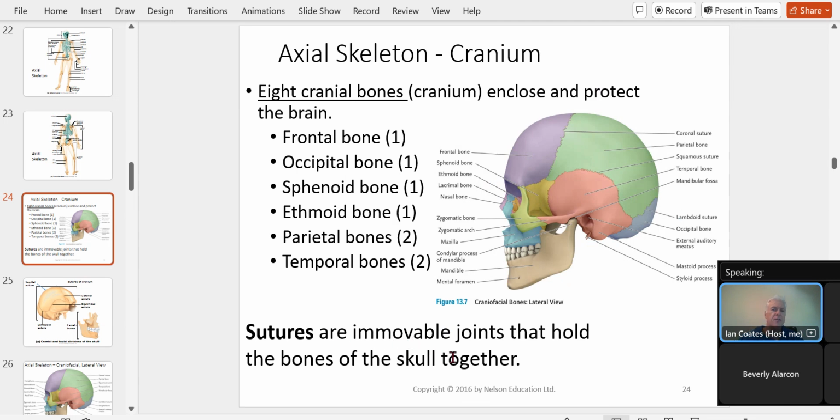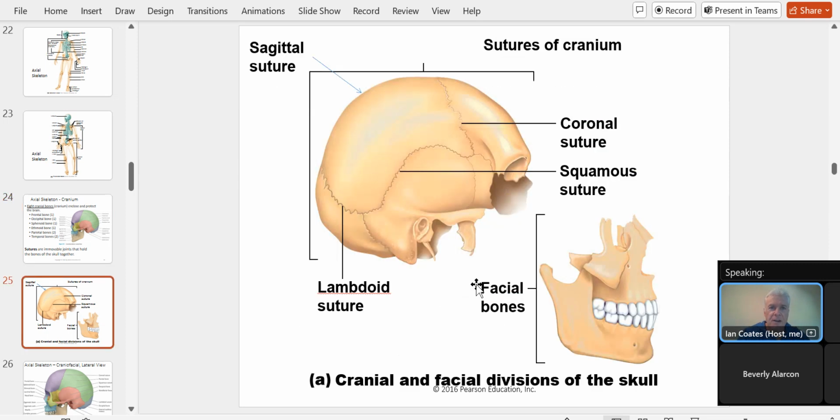So sutures are these immovable joints that hold the bones of the skull together. So here's your sutures right there. Again, this is just kind of the different side. There's your frontal, parietal, temporal, occipital. Okay, and you'll see the sutures that are involved. And on a test, absolutely, I would ask you, what suture separates the frontal from the parietal bones? You would say the coronal suture. Okay, what separates the parietal from the temporal? That is your squamous suture.